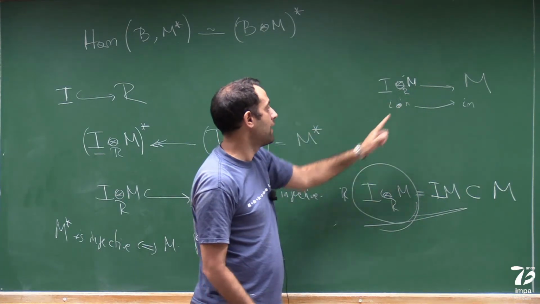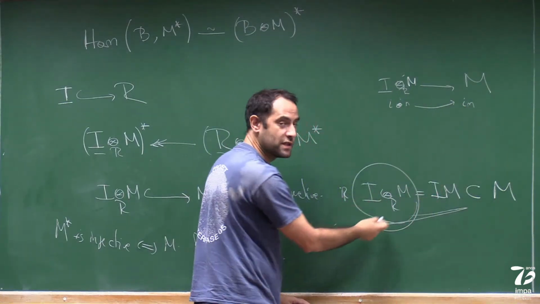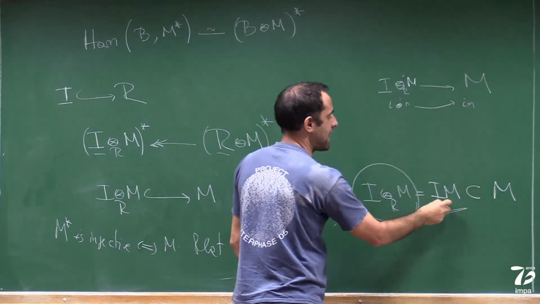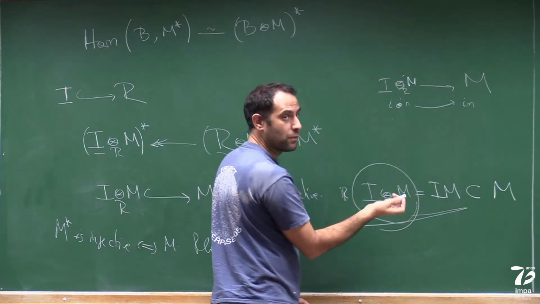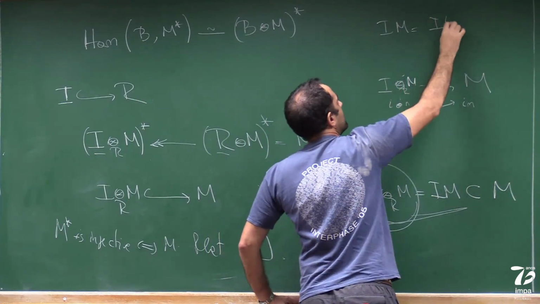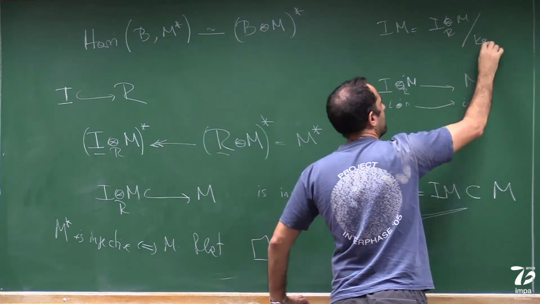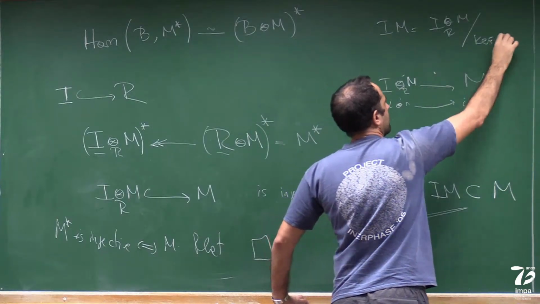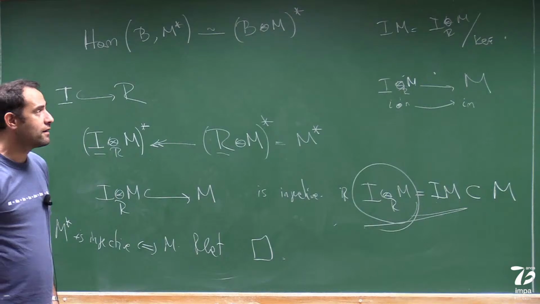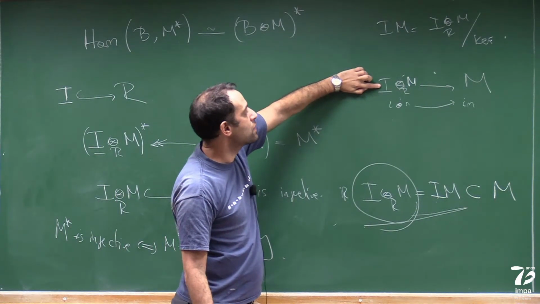Anything in the kernel of this map is going to destroy this equality. By definition, the image of this is I times M. So what we're saying is that I times M is always equal to this tensor product over R divided by the kernel of this map. And that kernel is having torsion along that ideal.